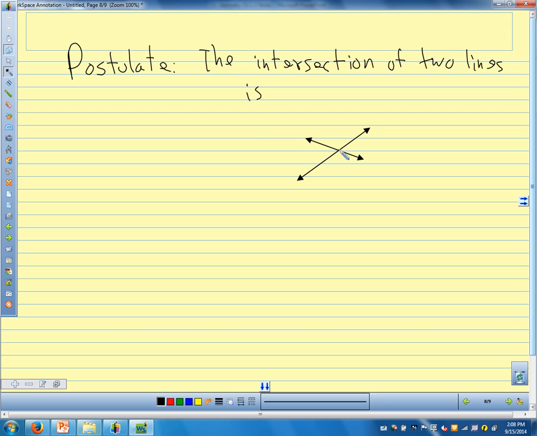Here's my intersection. What is that intersection? Where they meet? What kind of thing is it? A point. The intersection of two lines is a point. So we're going to say two lines meet in exactly one point. Not 3 points, not 1.5 points, exactly one infinitely small piece of space. We're going to accept that as true.